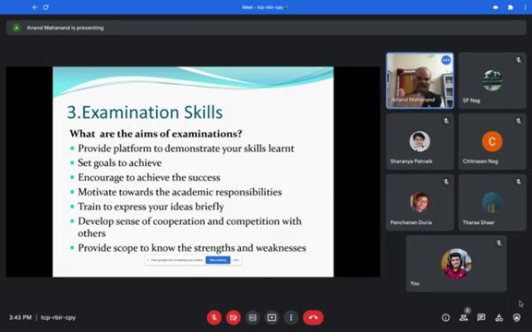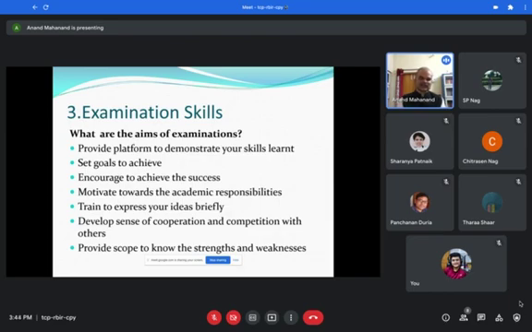If you pass the exam, you are passing out one year. First year is over, then second year, and third year, like that. So motivate towards academic responsibilities. So you are capable of doing such academic activities, and you are capable of writing a good essay, writing a summary, or you are capable of making a presentation, things like that.